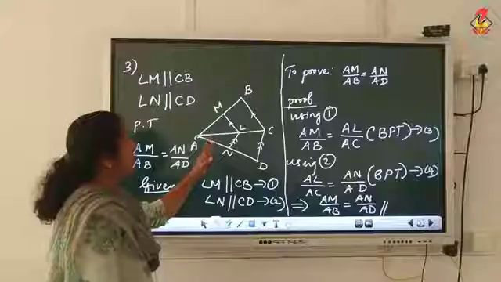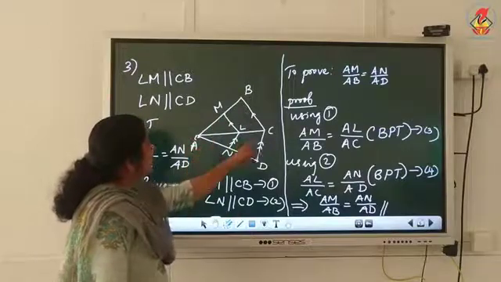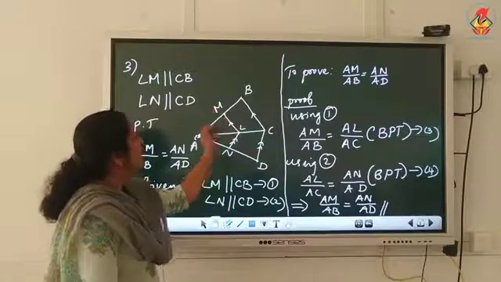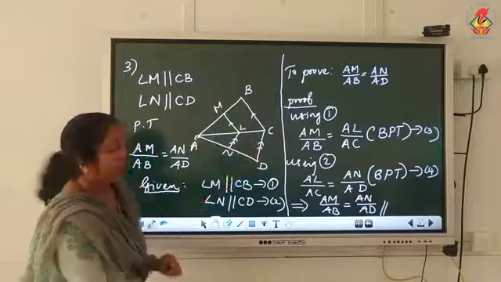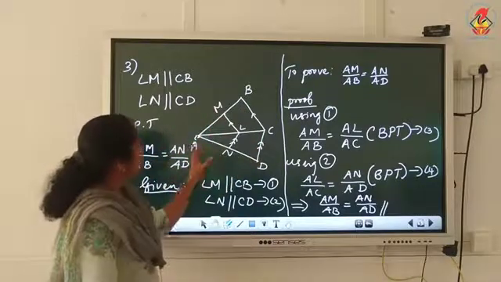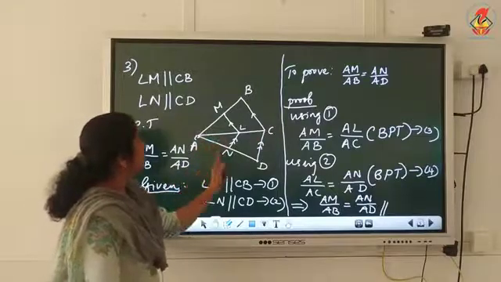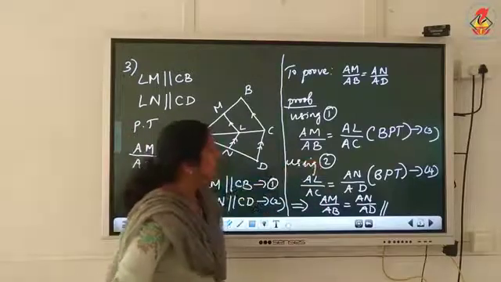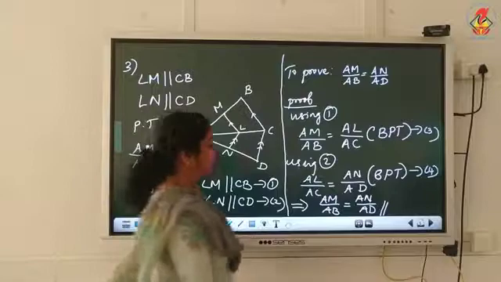So what is given here is LM parallel to CB. So consider this triangle ABC in which LM is parallel to CB. So we can write AM by total AB is equal to AL divided by total AC. Then LN is parallel to CD in this triangle ADC. So AL by AC is equal to AN by total AD. Combining these two results, we can write AM by AB is equal to AN by AD.